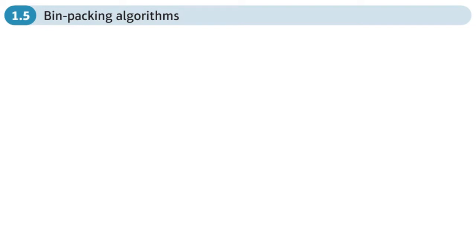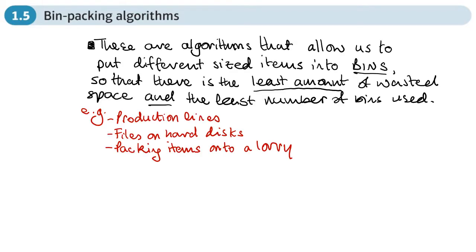This is the 5th section of chapter 1 on algorithms, and this is on bin packing algorithms. So first of all, what is a bin packing algorithm? Well, these are algorithms that allow us to put different size items into what we call bins, so that there is the least amount of wasted space and the least number of bins used.